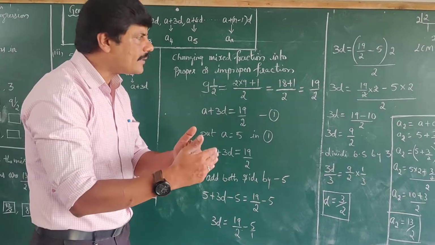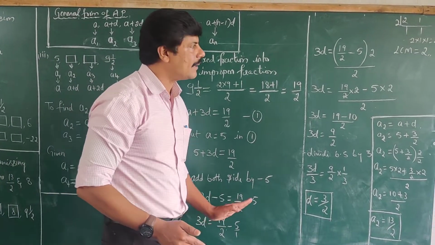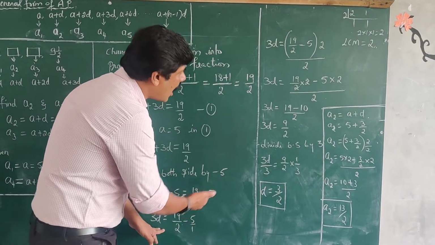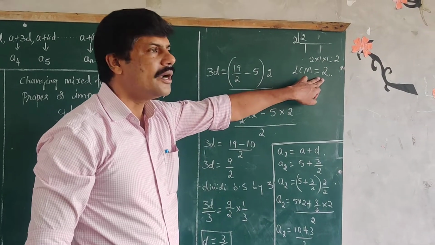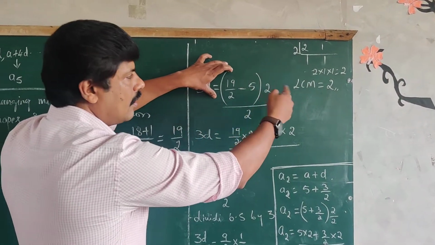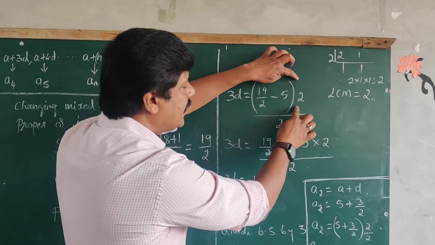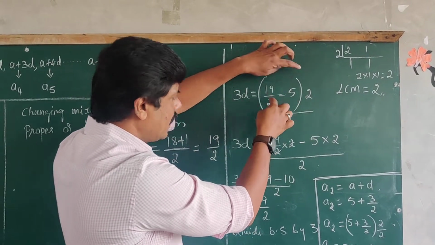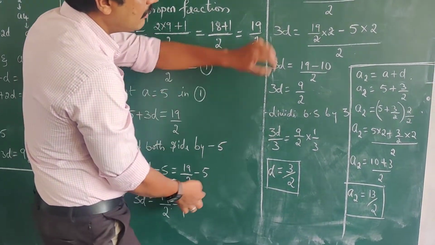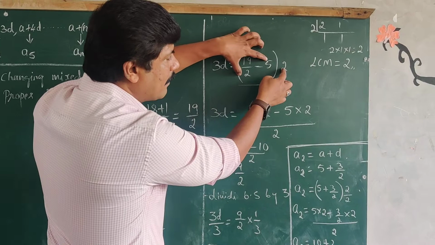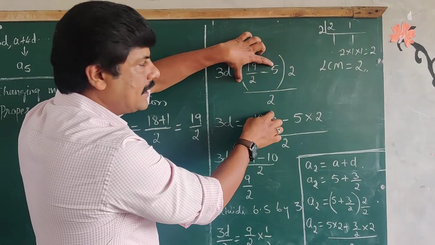Just like that it is not possible. You have to take the LCM, which you know already. The LCM is 2. Now multiply the whole by the LCM and divide the whole by the LCM. So here the problem is 19 by 2 minus 5, multiplied by the LCM and divided by the LCM.